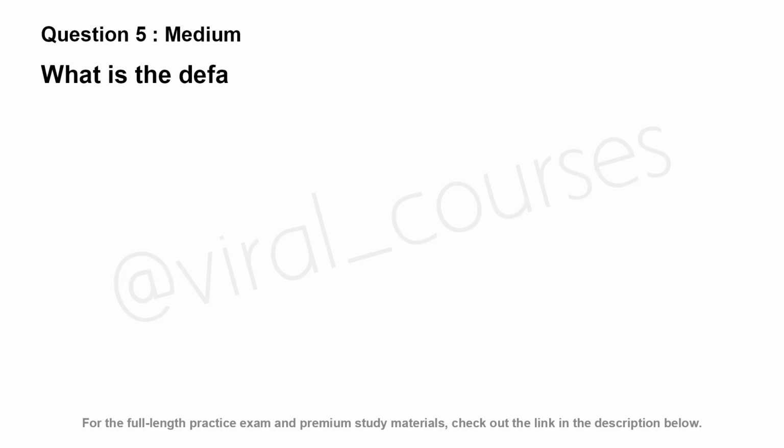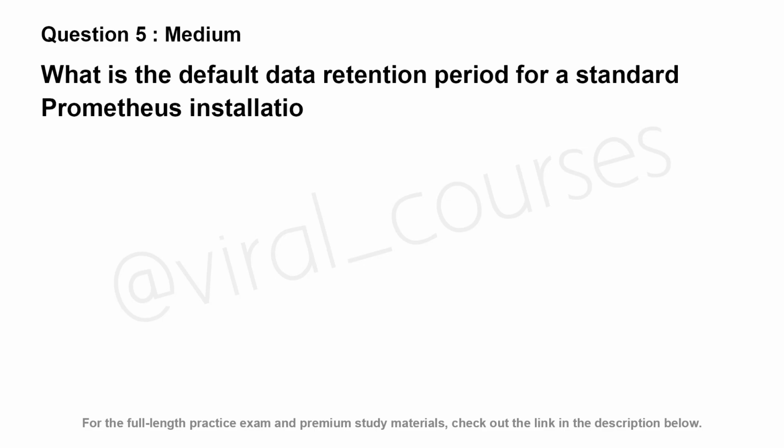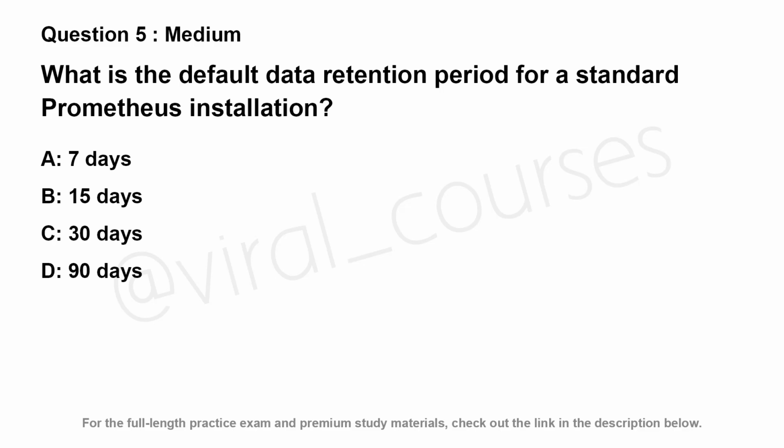What is the default data retention period for a standard Prometheus installation? Option A, 7 days. Option B, 15 days. Option C, 30 days. Option D, 90 days.